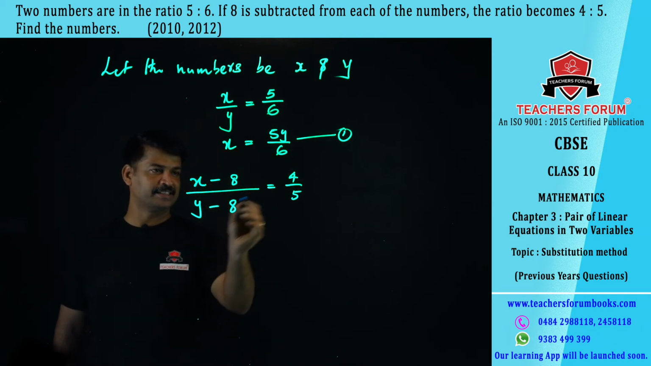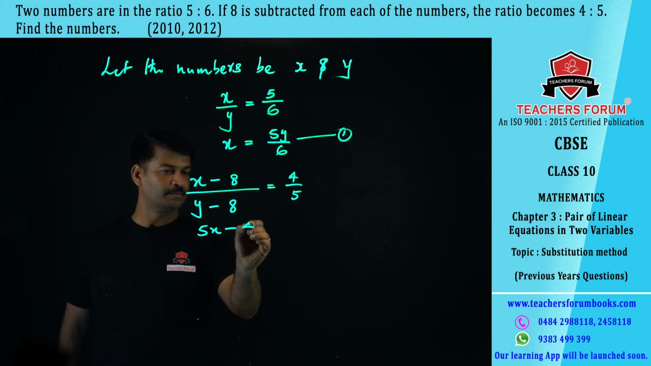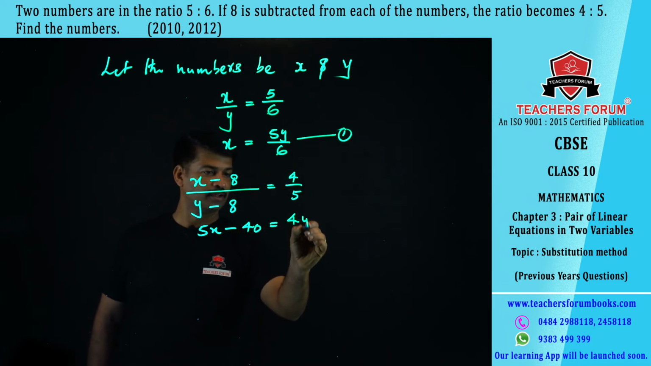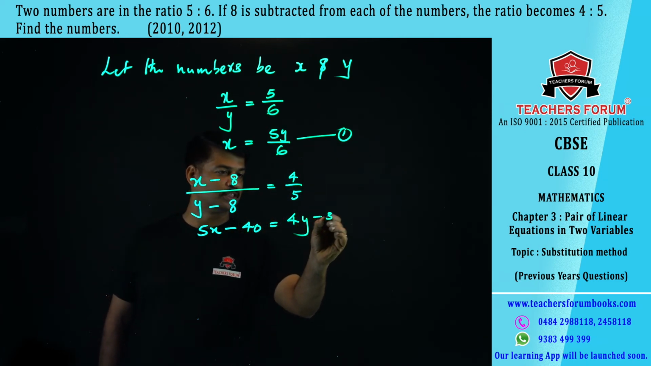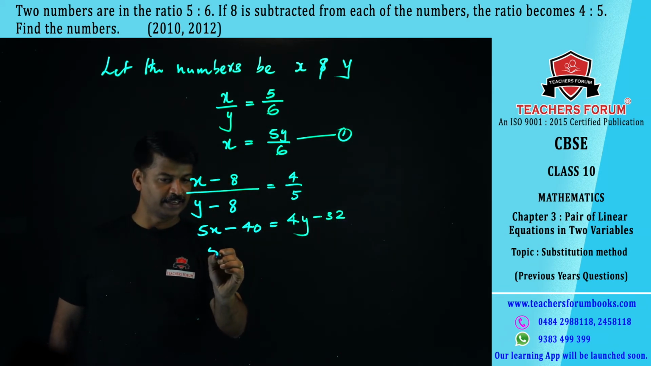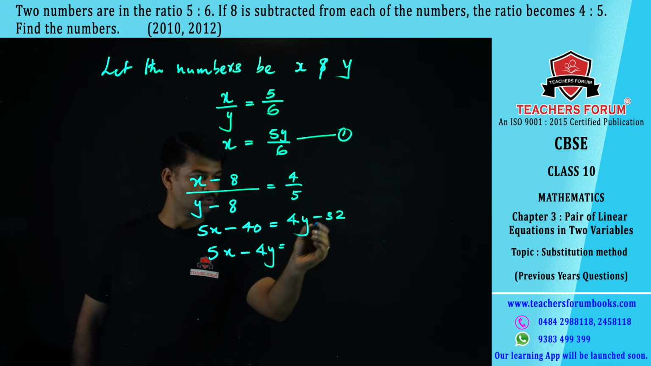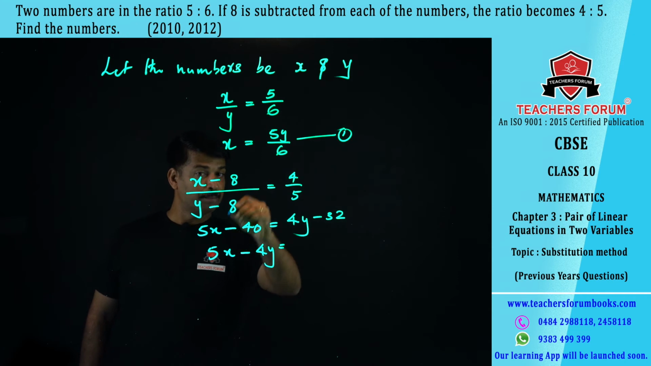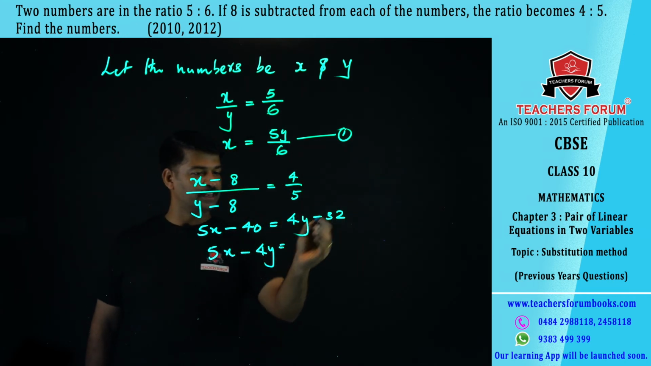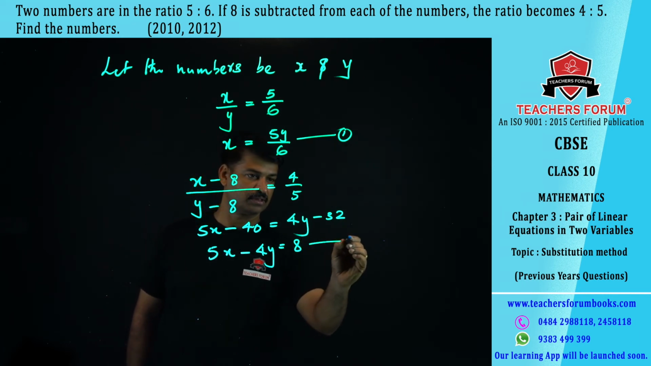5 into x minus 8. 5 into x, 5x. 5 into minus 8, minus 40, is equal to 4 into y, 4y. 4 into minus 8, minus 32. Let us take 4y to this side. Then you will get 5x minus 4y is equal to minus 32 plus 40. Let us take minus 40 to the other side. It will become plus 40. So 40 minus 32, that is 8. Let it be equation number 2.